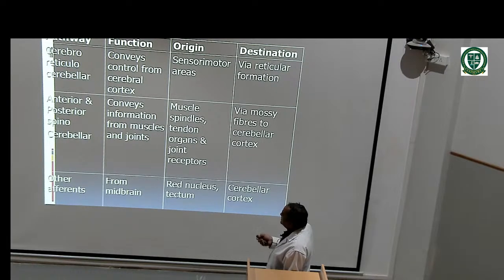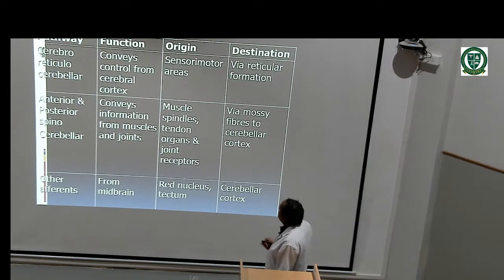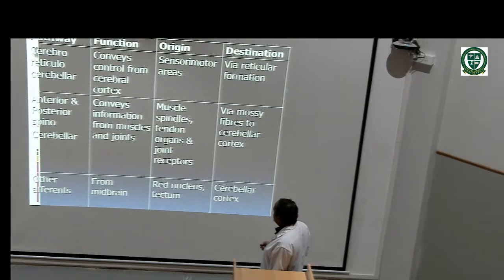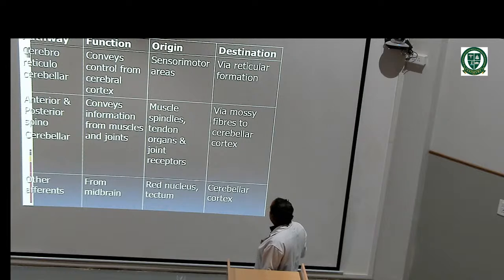Anterior and posterior spinocerebellar tracts. They convey information from muscles and joints. They arise from the muscle spindles, tendon organs, and joint receptors via mossy fibers to the cerebellar cortex. Other afferents originate from the red nucleus and tectum of the midbrain, and they end in the cerebellar cortex.